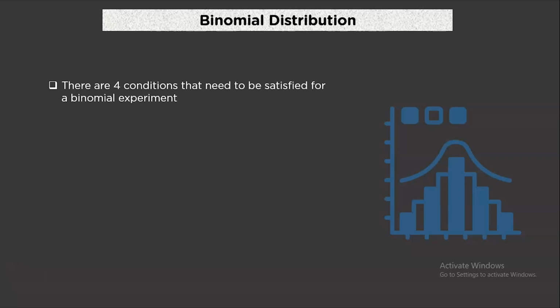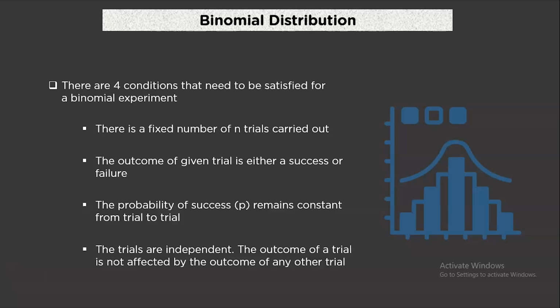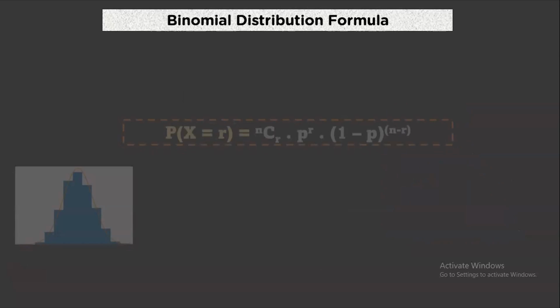There are 4 important conditions that need to be fulfilled for an experiment to be a binomial experiment. The first one is there should be a fixed number of n trials carried out. The outcome of a given trial is only 2, that is either a success or a failure. The probability of success remains constant from trial to trial. It does not change from one trial to another. And the trials are independent. The outcome of a trial is not affected by the outcome of any other trial.